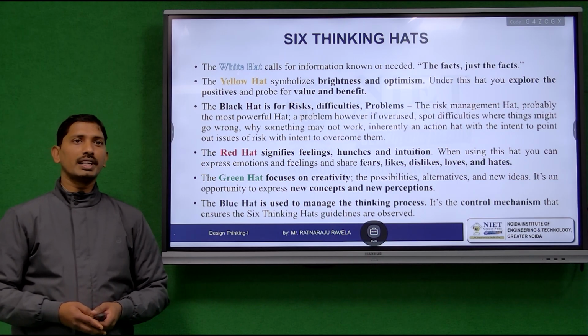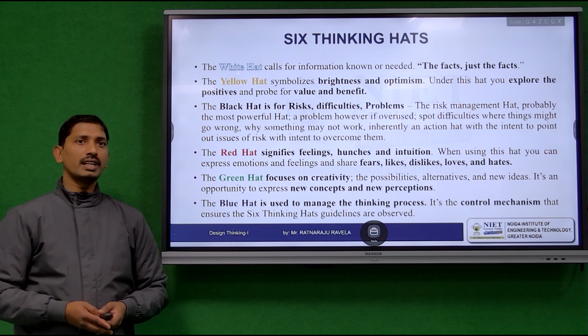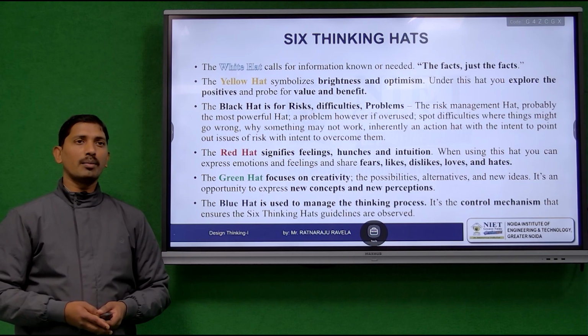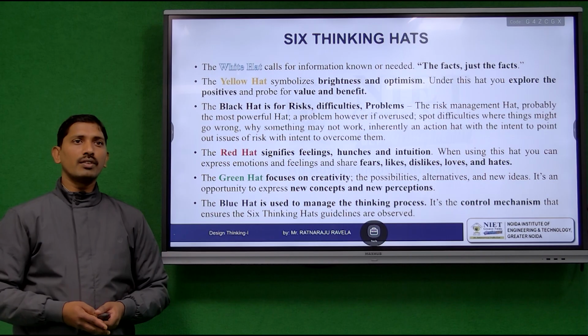The next one is the green hat. Green hat focuses mainly on creativity. So it always thinks about whatever solution or approach we are going for in solving that problem. It is always focusing on new perceptions, new ideas, new concepts. It will be concentrating more on the creativity side.